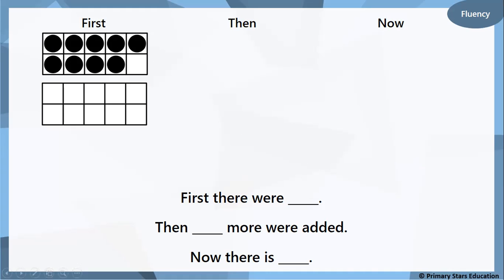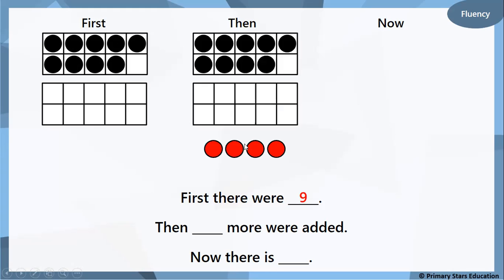Let's just double check. Count with me. 1, 2, 3, 4, 5, 6, 7, 8, 9. Oh, you're all superstars. Well done. So first there were 9. Then how many red ones are we adding onto our 9? Count them. I think you can do that really quickly.